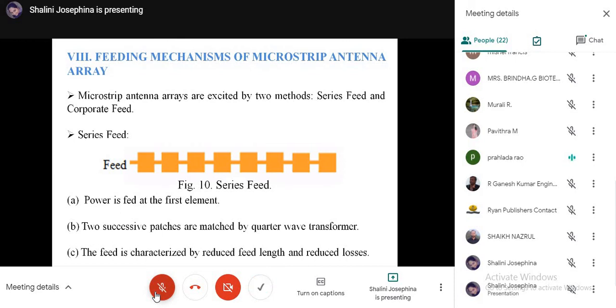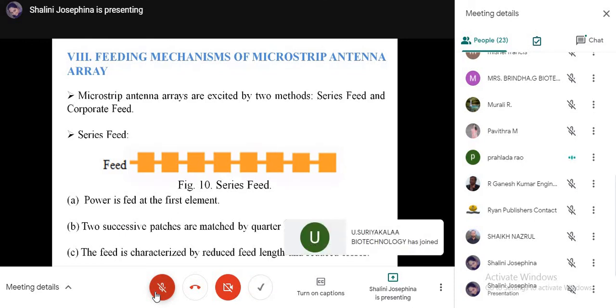Now coming to the feeding mechanisms of microstrip antenna arrays. Microstrip antenna arrays can be energized using two methods. First one is your series method and second one is your corporate feeding method. In the series feeding method, all antenna elements are arranged linearly, and the antenna array is energized only at the first element. All the antenna elements are joined with the help of quarter wave transformers.